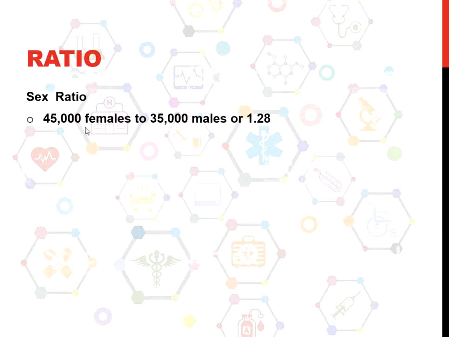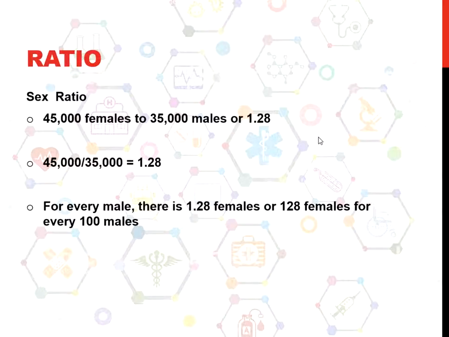So, for example, sex ratio. So, 45,000 females to 35,000 males or 1.28. So, itong basa natin dyan: for every male, there is 1.28 females or for every 128 females, there are 100 males. So, yun yung ating gamit doon sa ratio. So, magkaiba yung population niya. Ito, babae. Ito, lalaki. Interpretation ulit, for every male, there is 1.28 females.